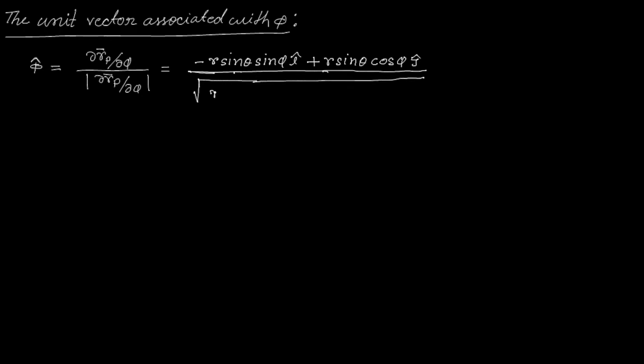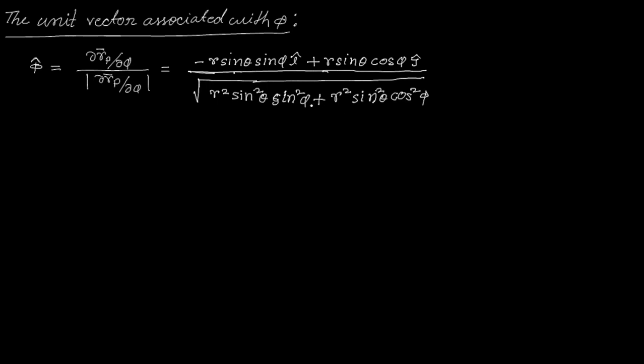So what will be the magnitude? Magnitude will be r square sine square theta into sine square phi plus coefficient of j cap square. So there is sine theta cos phi. So r square sine square theta into cos square phi.